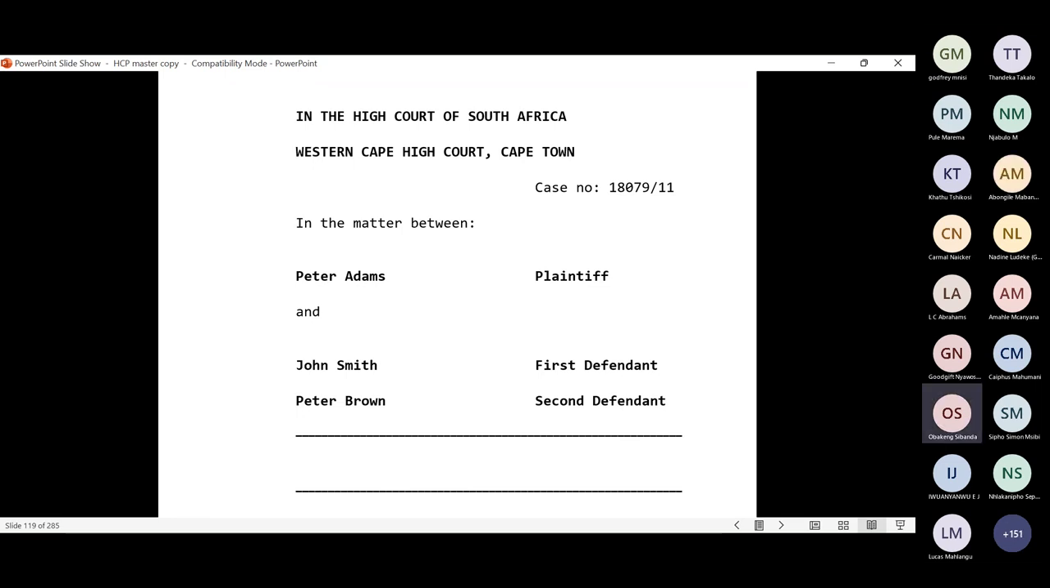No, let's say, for instance, initially the judgment was given in absence of the party. Let's say it was default judgment, or the defendant, or rather the respondent, didn't oppose the application, and the judgment was given in their absence, and now you need to execute.